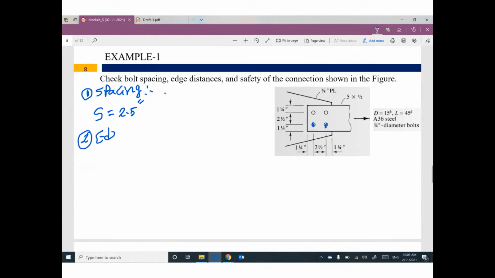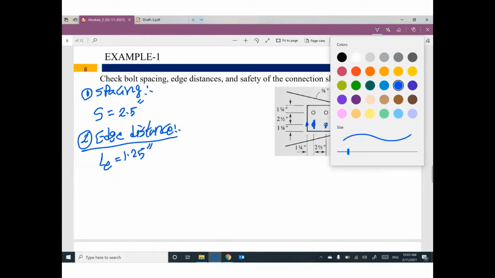Edge distance is given as how much? What is the edge distance here? The center line of the last bolt and the edge of the member is given as 1.25. Is it okay or not okay? Any answer? What do you think?